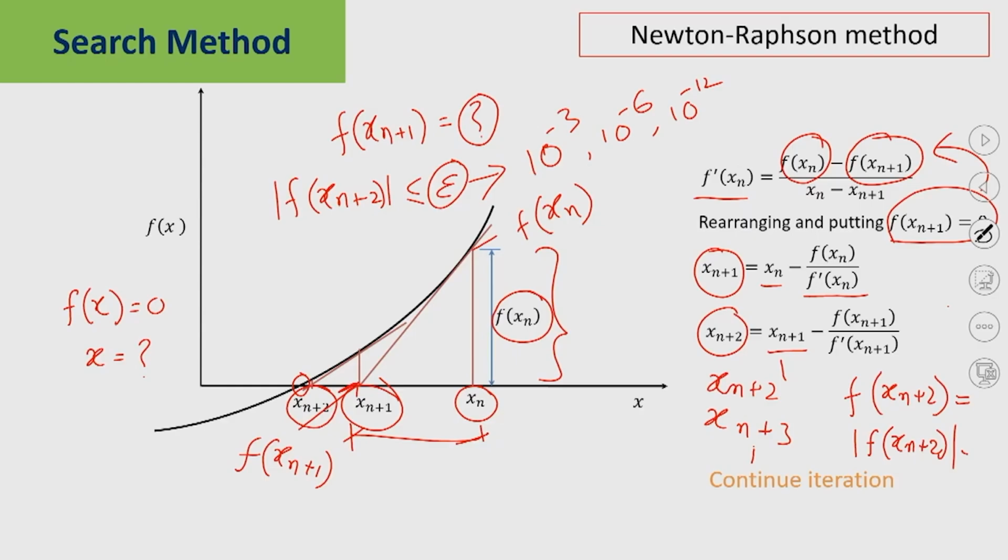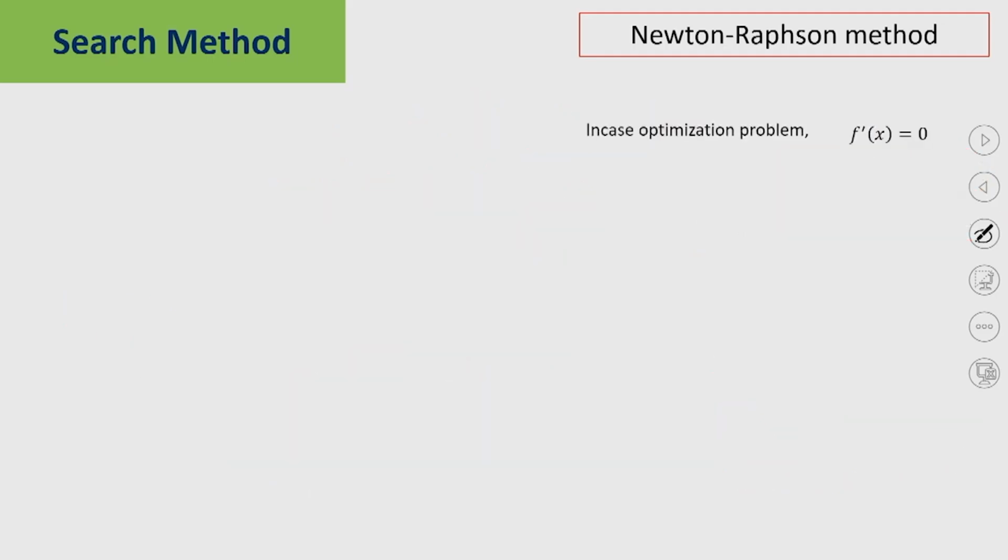So, this is your Newton-Raphson method for finding the root of a function. Now, I can apply the same technique for finding the optimal solution of a function. How can we do that? In case of an optimization problem, the first derivative should be equal to 0. In a root finding problem, the function value is equal to 0, but in this case the first derivative is equal to 0.